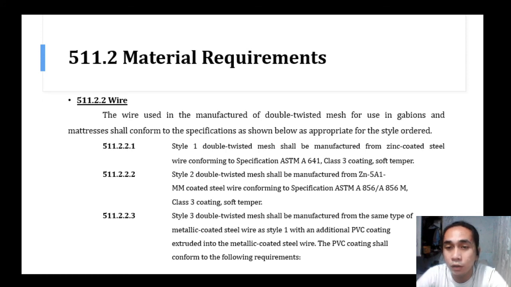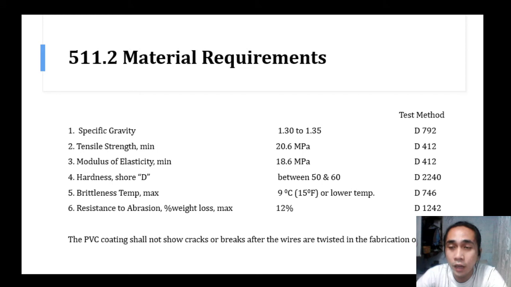So the PVC coating shall conform to the following requirements. So these are the requirements in which para magamit na to siya for Style 3. So muna siya ang specification dapat na naa sa ato ang PVC. So specific gravity 1.30 to 1.35 and test method D792. Tensile strength, modulus of elasticity, hardness, Shore D, brittleness temperature which is maximum, and resistance to abrasion, and percent weight loss of maximum 12%, D1242. So the PVC coating shall not show cracks or breaks after the wires are twisted in the prefabrication of the mesh.